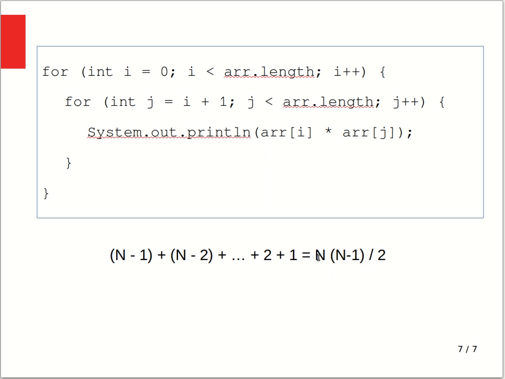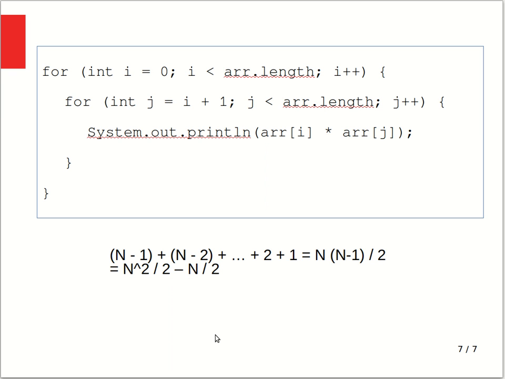So now we have a really complicated formula. What's going to be the big O for this kind of complicated formula? If we actually expand it, it's going to be equal to n squared divided by 2, minus n divided by 2. So is it going to be O(n squared), or O(n squared minus n), or what exactly is going to be the big O for this particular algorithm?